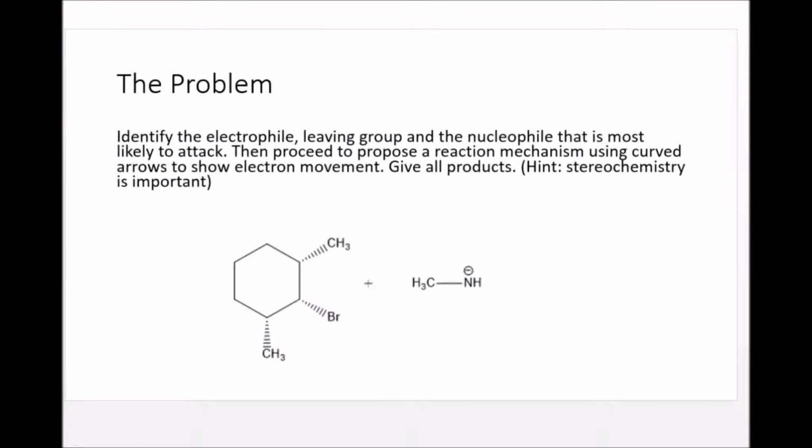So let's read it off here. In this problem, we are being asked to identify the electrophile, the leaving group, and the nucleophile that are most likely going to be involved. Then we're going to propose a reaction mechanism using curved arrows to show electron movement. Give all products. Stereochemistry is important.